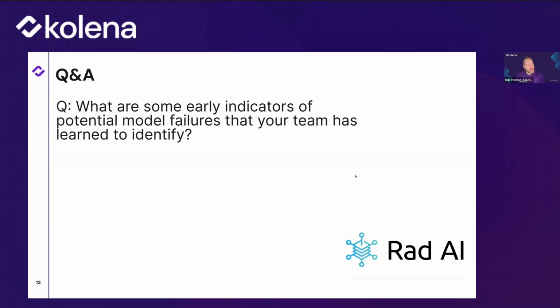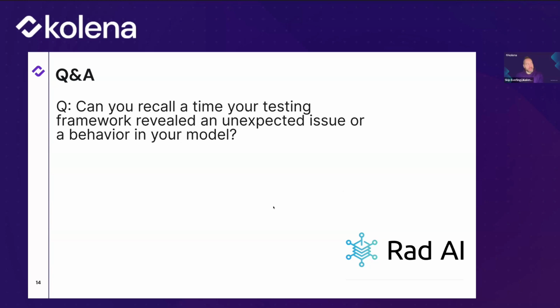Cool. Yeah, I might have another follow-up on that later, but I want to make sure we get to some of these other questions. The next one I have for you is, in your experience so far, can you recall a time where your testing framework, all the testing that you've just talked about, revealed something unexpected, or an issue that you might not have caught otherwise without a robust testing framework?